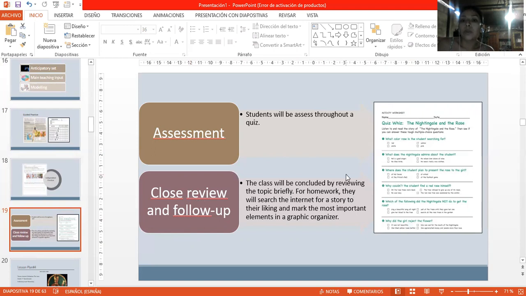And the close, review and follow up. The class will be concluded by reviewing the topic briefly, and for homework, they will search the internet for a story to their liking and mark the most important elements in a graphic organizer.